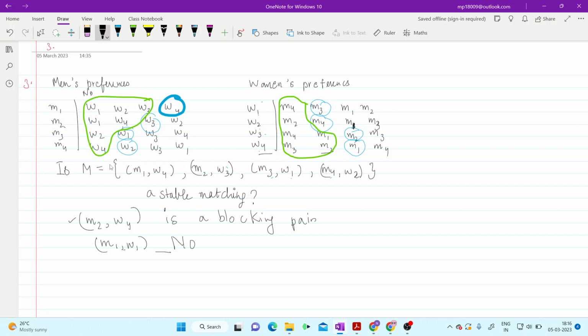So basically, to show that it is not a stable matching, it is enough to find one blocking pair. Since you have found a blocking pair, this is not a stable matching. But to have more practice, let's see one or two more pairs to see if we have completely understood the definition of blocking pair. So what about M3W2? Is M3W2 a blocking pair?